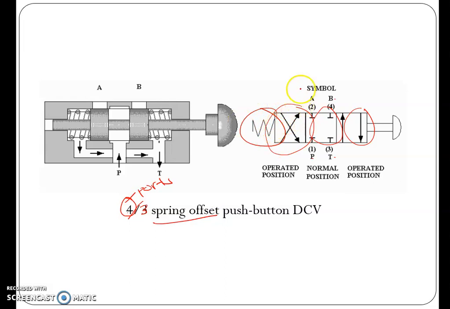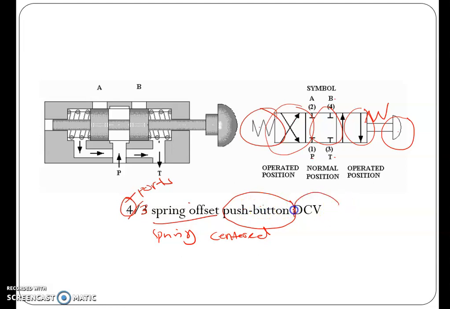Bila ada sebelah sahaja spring, we call it spring offset. Bila spring ada 2 belah, we call it spring centered. And then push button is the activation method. So dia gunakan push button. Kalau kat sini lever operated, that means lever operated DCV, directional control valve.